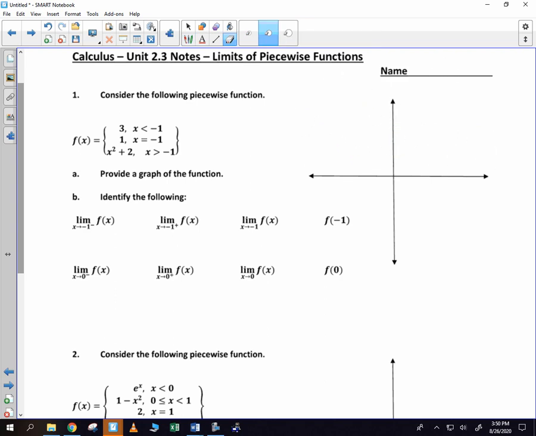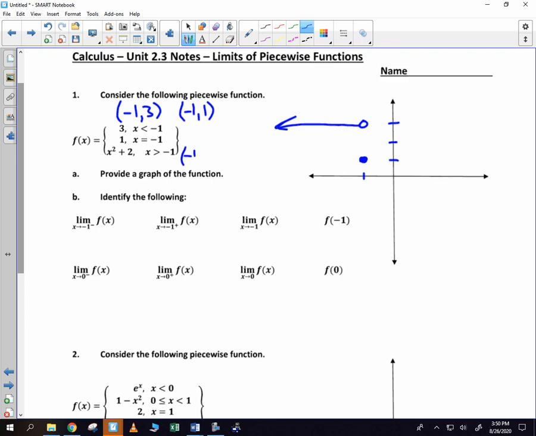I'm going to graph them. If I plug in -1, I get 3. That's an open circle. Open circle, arrow that way. This is an equal sign, so it's just a coordinate. At -1, I have a value of 1. And then here, if I plug in -1, -1 squared is 1, plus 2 is 3. That'll be an open circle, and the graph continues on like that. So I've graphed the piecewise function.